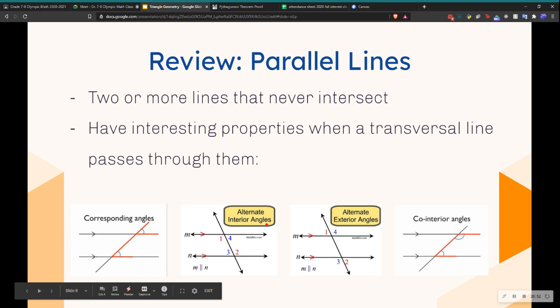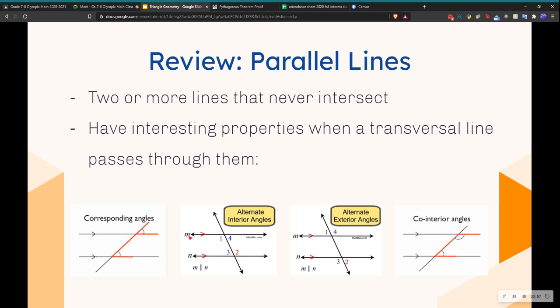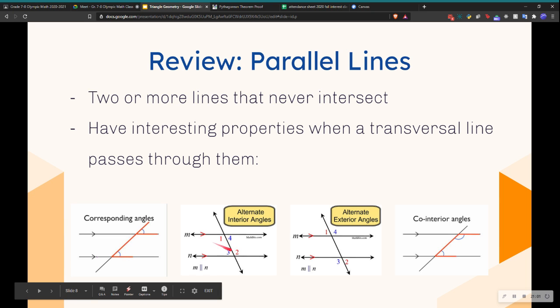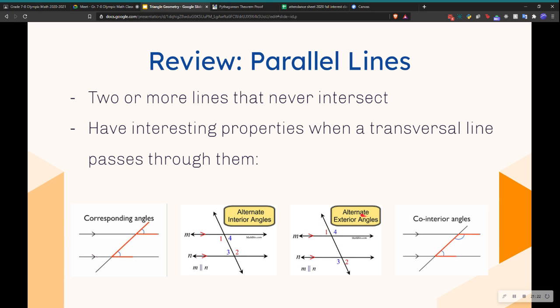Here you have alternate interior angles. You have this angle right here, and you have angles 1 and 2. Those are equal to each other, and notice that they're on opposite sides of the transversal. Same thing for angles 3 and 4. These are equal to each other. So this is one version of alternate angles, the interior version. You can also have an exterior version. We won't focus on this too much.